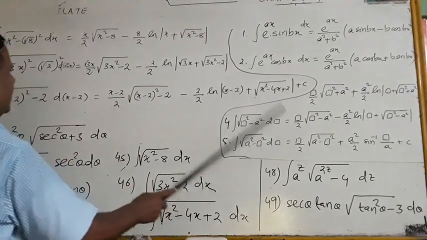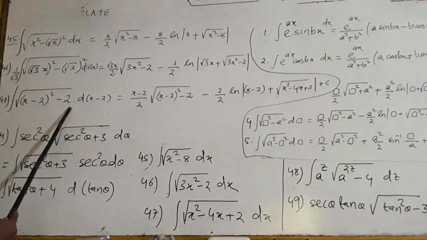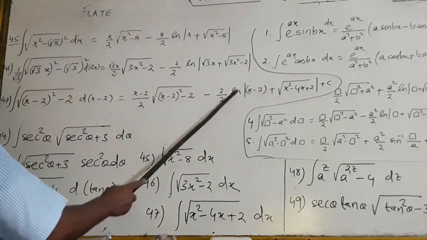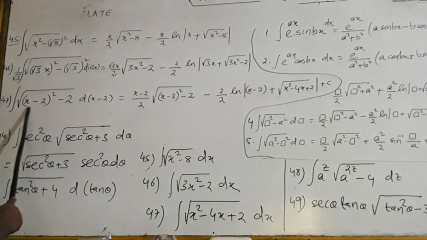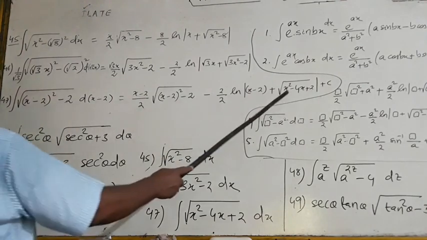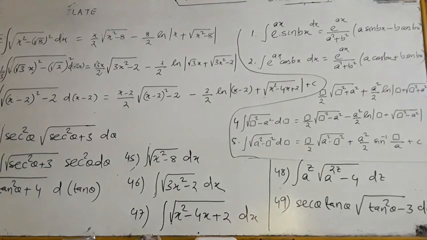It is box by 2, means x minus 2 by 2, root of this much, minus a square. A square means 2, so 2 by 2 ln of box plus root of this. Box means x minus 2 plus root of x square minus 4x plus 2, plus c. Okay.